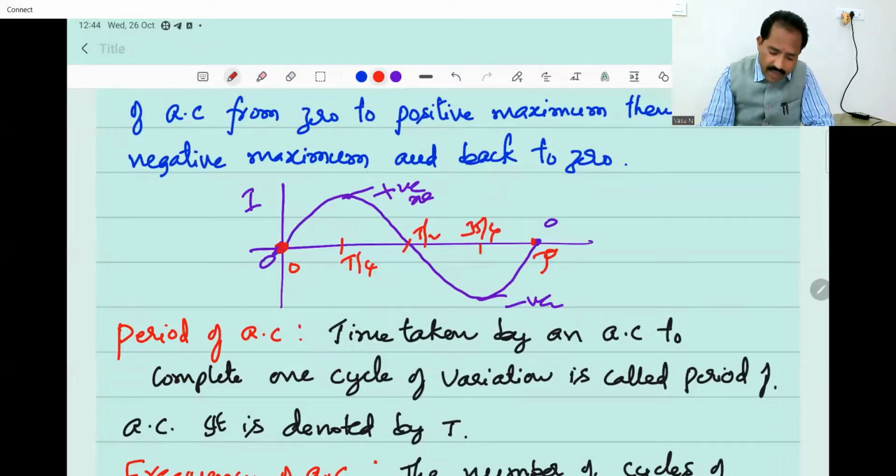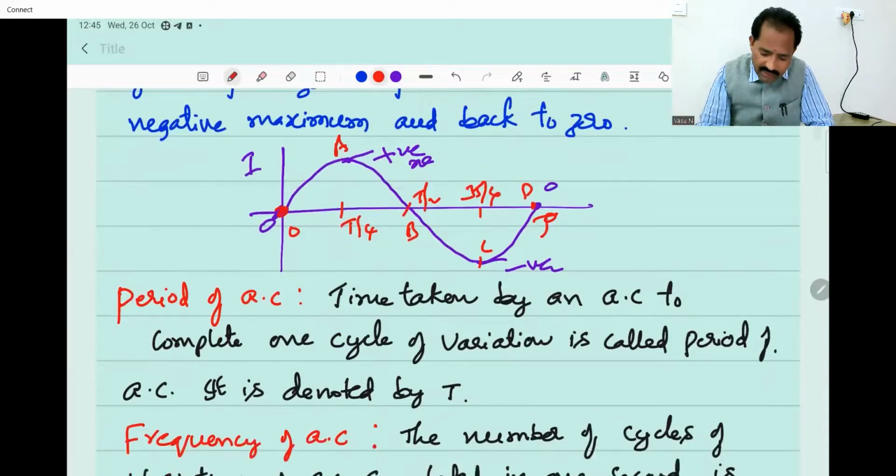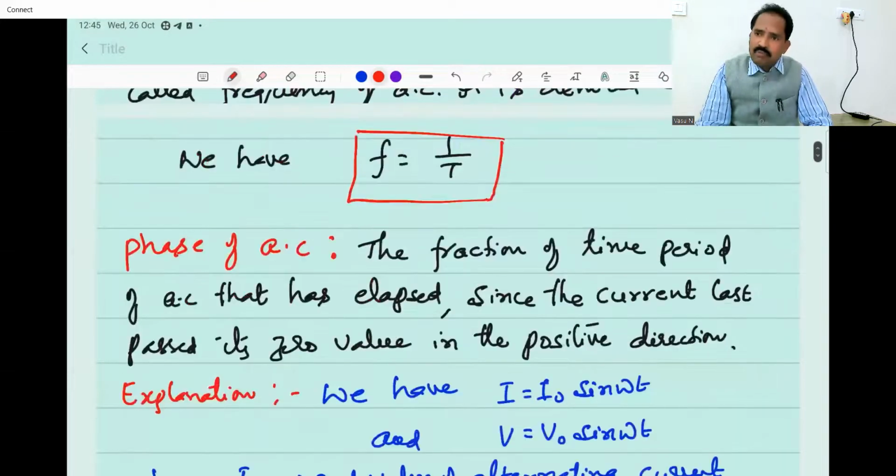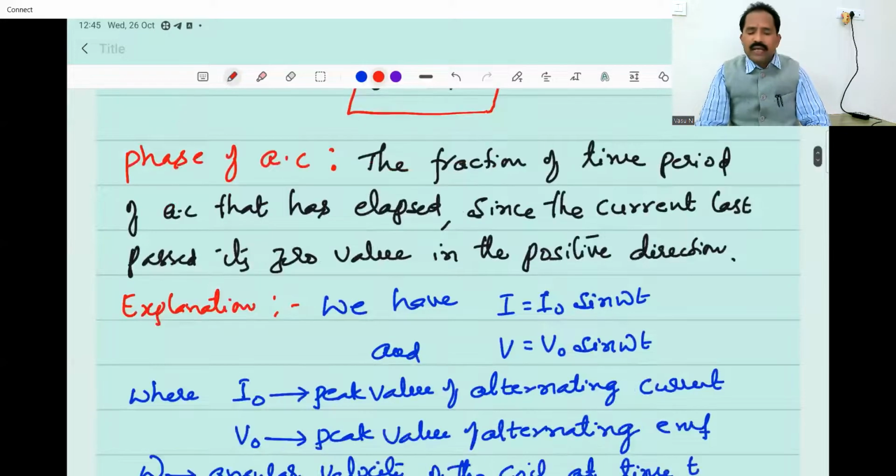See, the phase of an AC at point A is T by 4. The phase of an AC at point B is T by 2. The phase of an AC at point C is 3T by 4. The phase of an AC at point D is capital T. So like this, you have to understand the phase of an AC. So phase of an AC is the fraction of time period of AC that has lapsed since the current last passes its zero value in the positive direction. So we have to explain in clear.